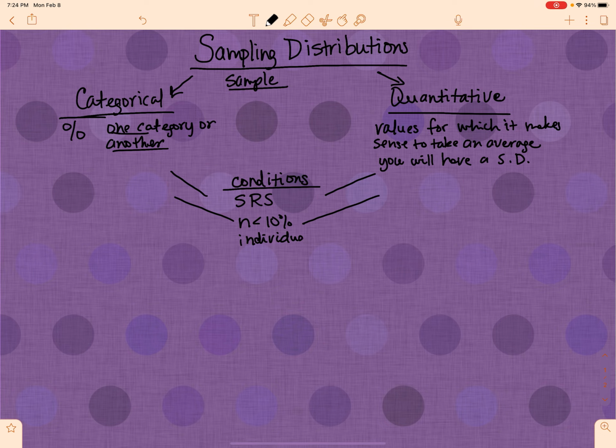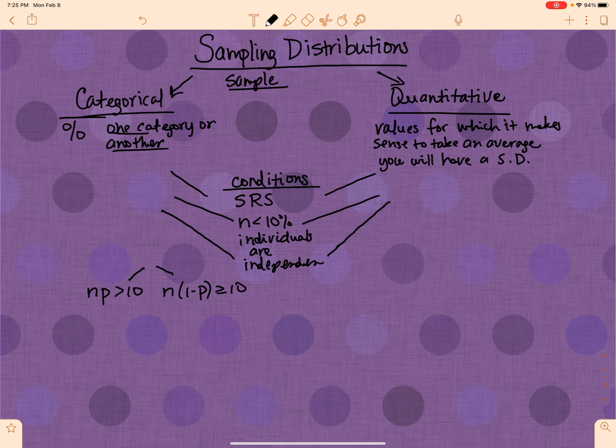Your individuals, as in people or items or whatever. So individuals are independent from one another. Okay, so those three conditions are the same. But the other condition that you have to have for categorical is the NP rules. Since you have categorical data that fits into one category or another, you have to have at least 10 in each category. So that's why we use NP rules.